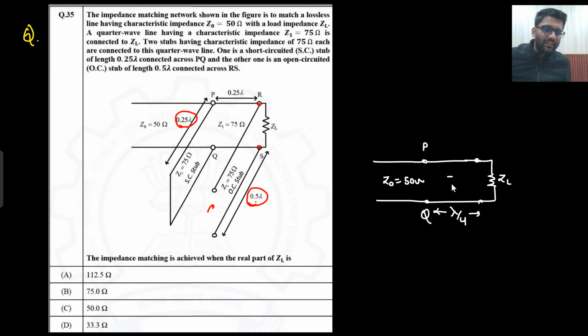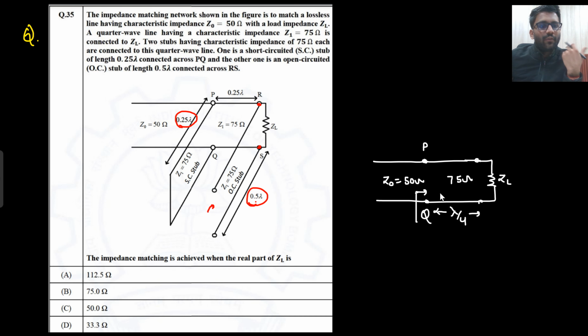And this Z is 75 ohm. This ZL value I need to know such that impedance matching is there. So what will I do? Here I am using a lambda by 4 quarter wave transformer. So here he is using both kinds of impedance matching: quarter wave transformer as well as stub matching.